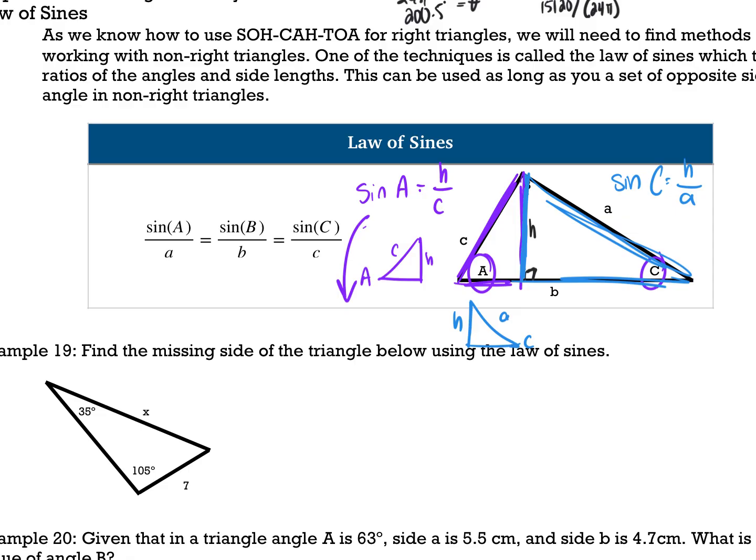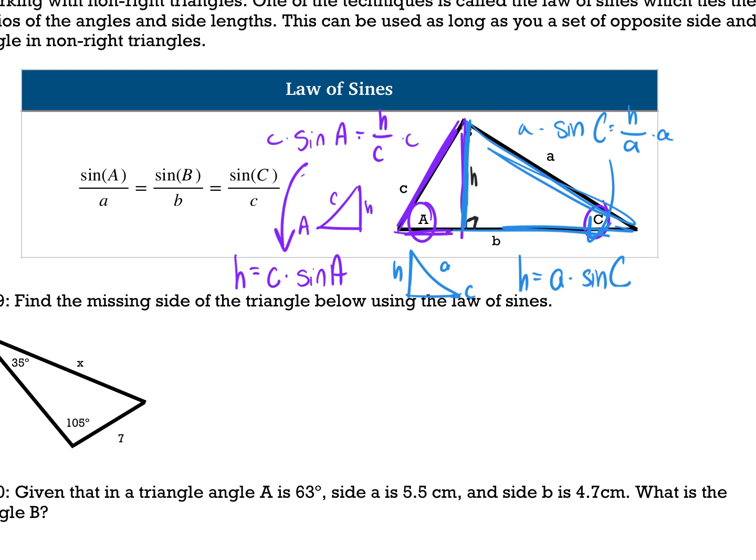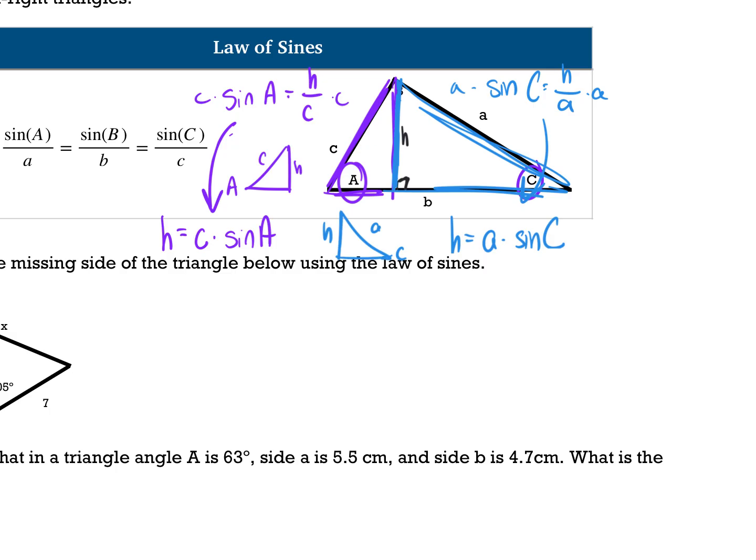So here's what I'm going to do. I'm going to isolate it for h. h equals small c times sine of capital A. Just multiply both sides by c. In this one, I'm going to multiply both sides by a, and I get this equation: h equals a times sine of capital C. Well, now these two equations are technically equal, so I'm allowed to say c times the sine of A equals a times the sine of C.